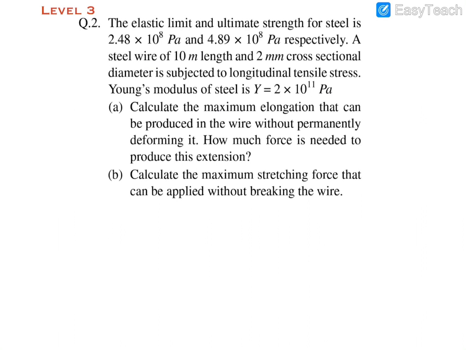So these two data are given in the question, and there is a steel wire whose length is 10 meter and whose diameter of cross section is 2 mm, and it is subjected to a longitudinal tensile stress. Now the Young's modulus is given as 2 into 10 raised to power 11, and we have to calculate the maximum elongation that can be produced in this steel wire without making it plastic, and the minimum force which is required to make the steel wire plastic.